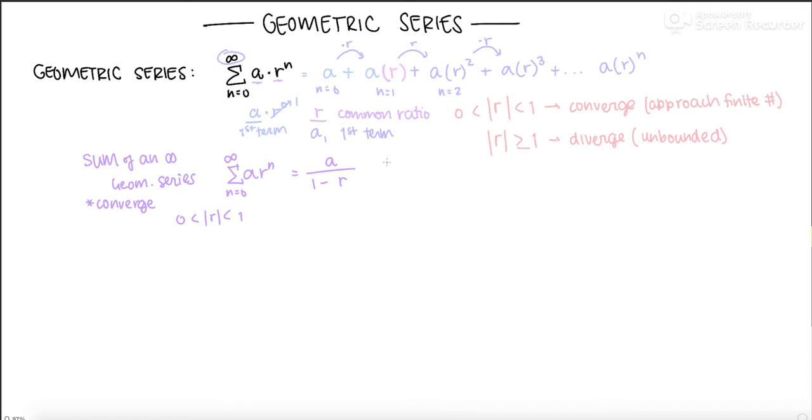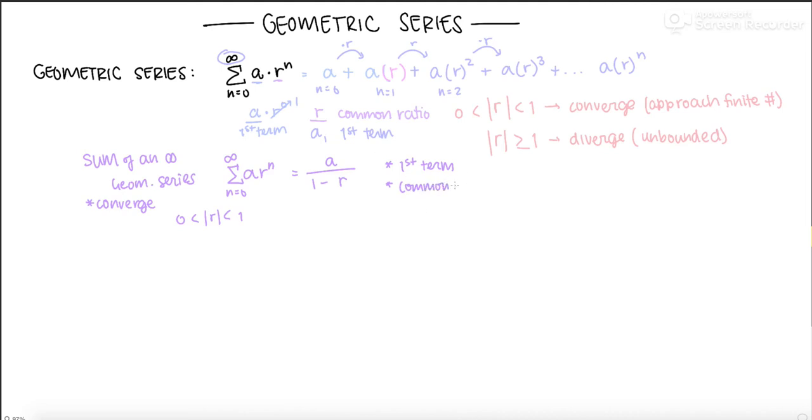And this is a pretty straightforward formula. All you have to do is find your first term, and notice how that depends on what your n is. If your n is 0, well, your first term is a times r to the 0. If your n is 1, well, then you're going to have to do some extra algebra here and find that a times r. So that's what you need, your first term and then your common ratio. And how do you find that?